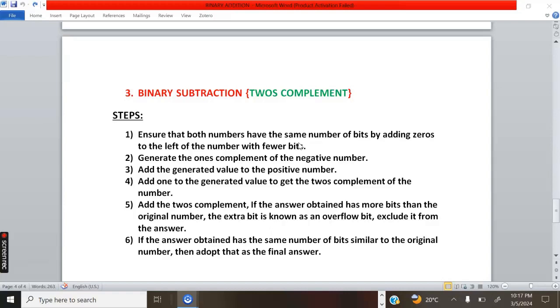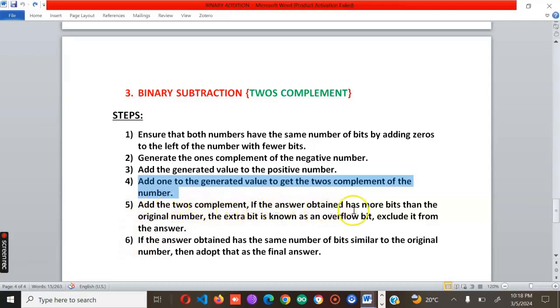Step 2, you generate the one's complement of the negative number. Then step number 3, you add 1 to the generated value to get the two's complement. You add 1 to the generated value, because that is the most important part. Then you have the two's complement. You add the two's complement to the positive number.